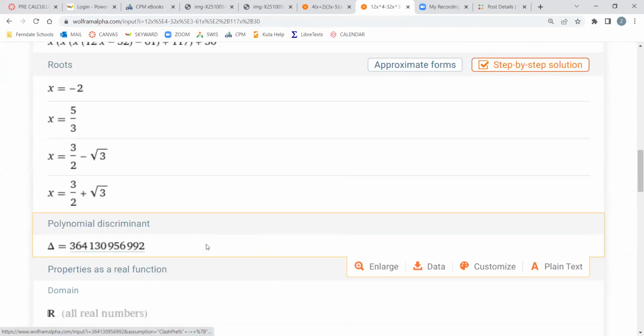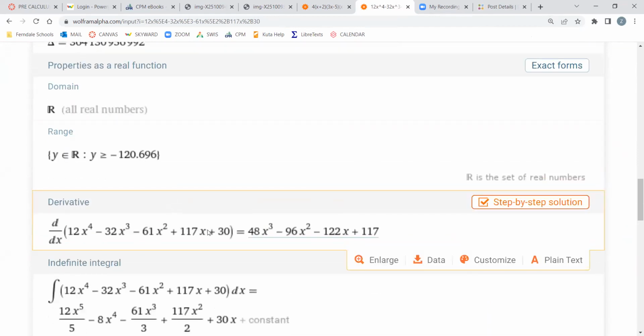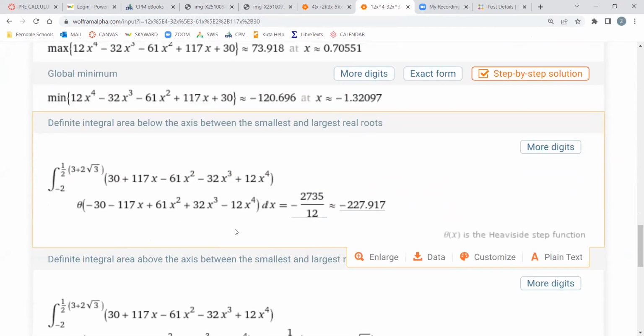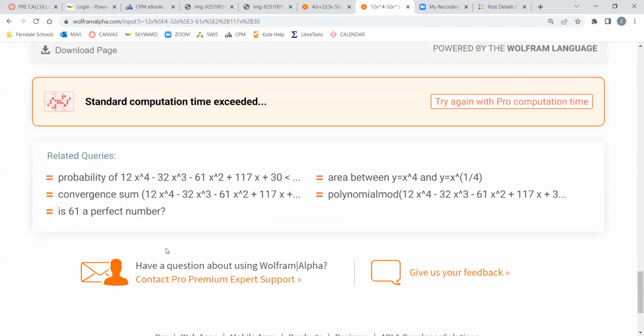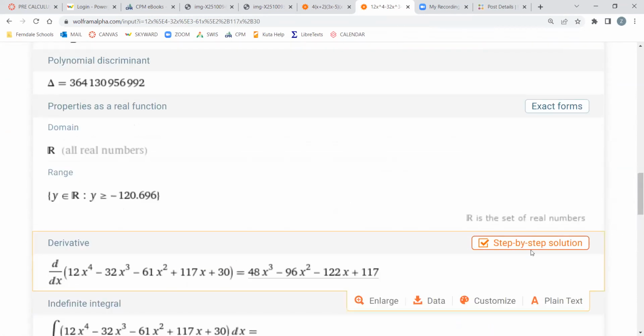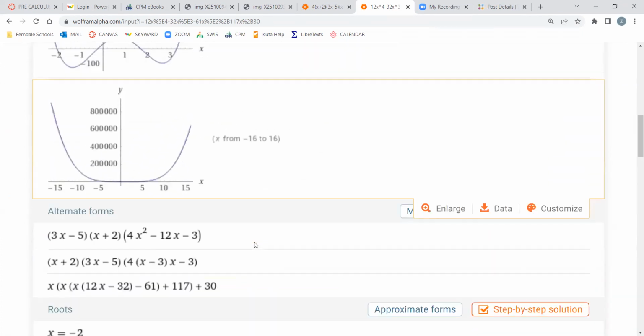Polynomial discriminant. I used to know what that means, but I don't know anymore. Domain and range. They'll tell you the derivative. This is calc: indefinite integral, local maxes. Look at all this stuff. I don't even know what this is trying to do here. Some kind of weird probability and convergence sums. And the step-by-step solution is probably something you have to pay for, I think. I don't know. Let's see.